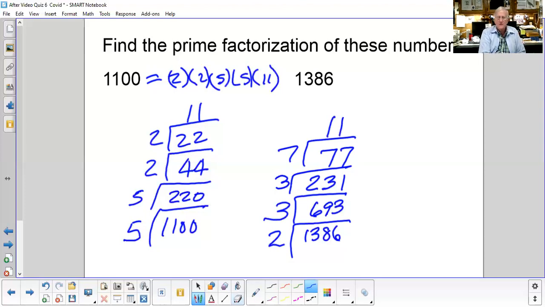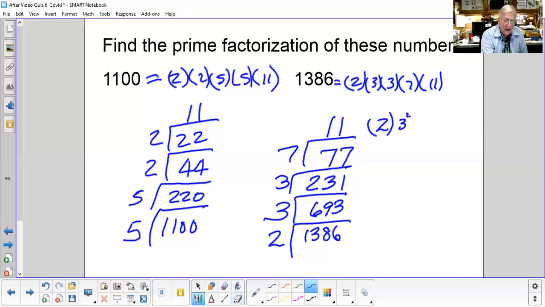So the prime factorization of 1386 is 2 times 3 times 3 times 7 times 11. You can write this with powers too. You could say 2 times 3 to the second times 7 times 11.